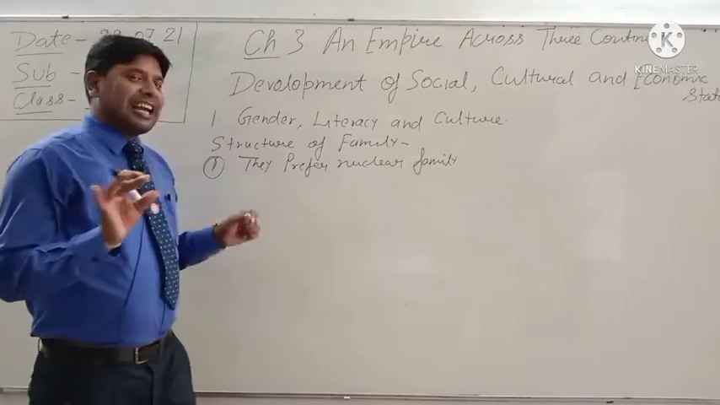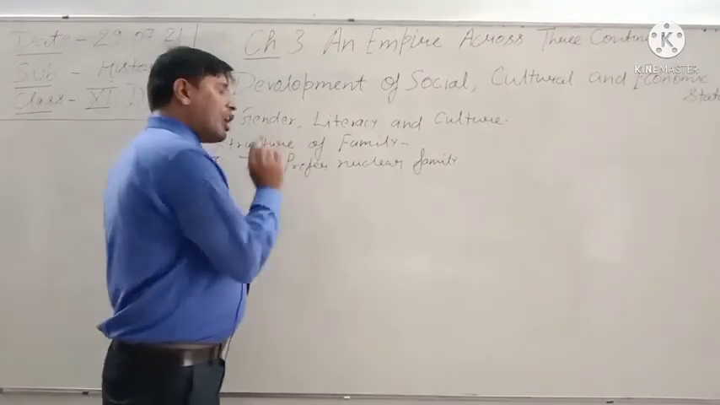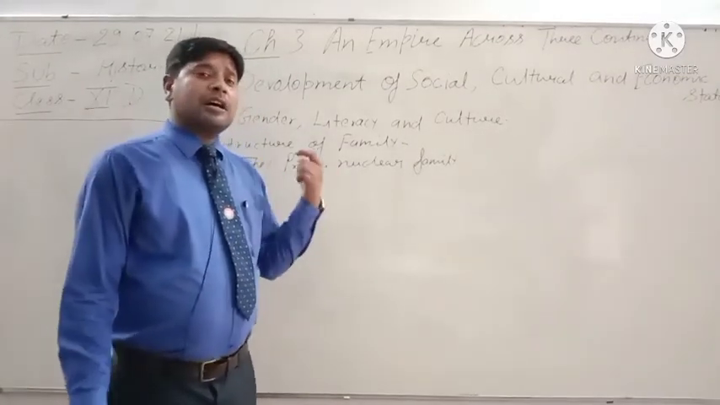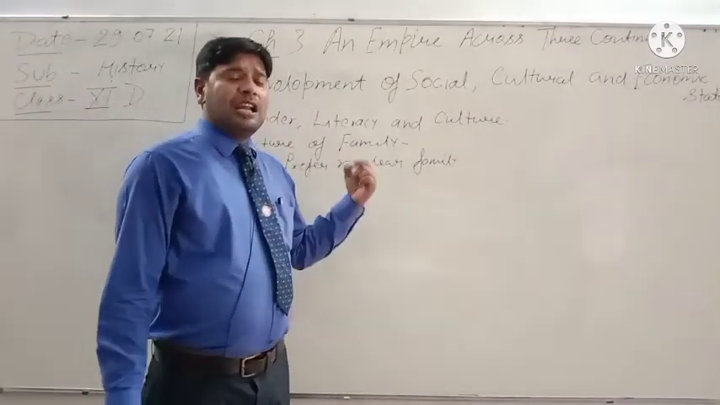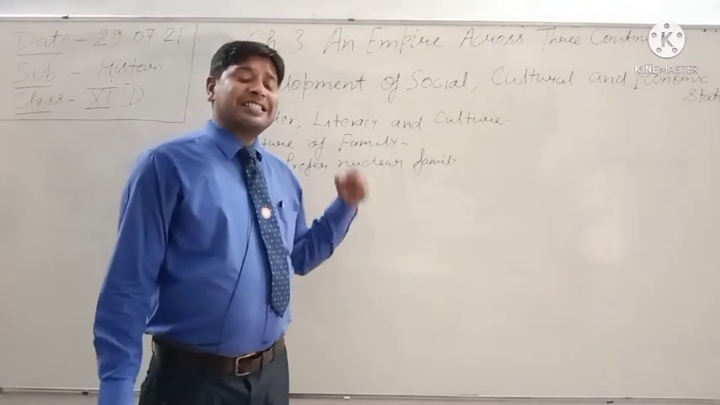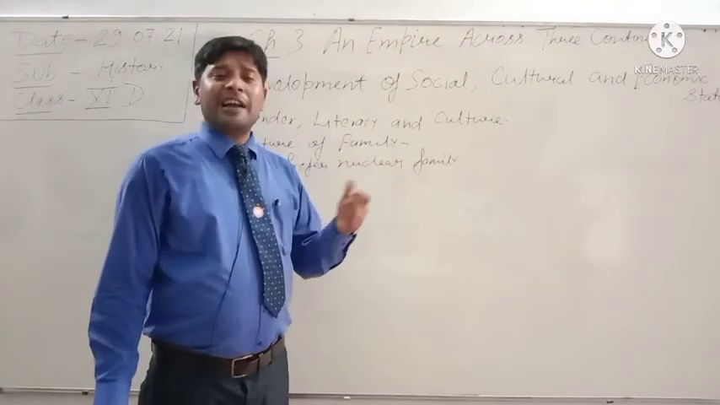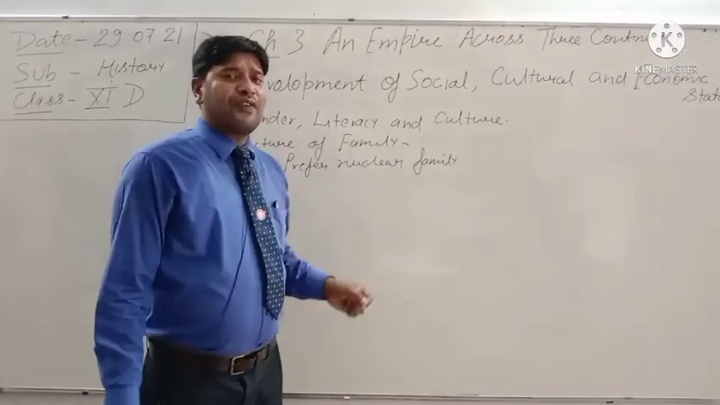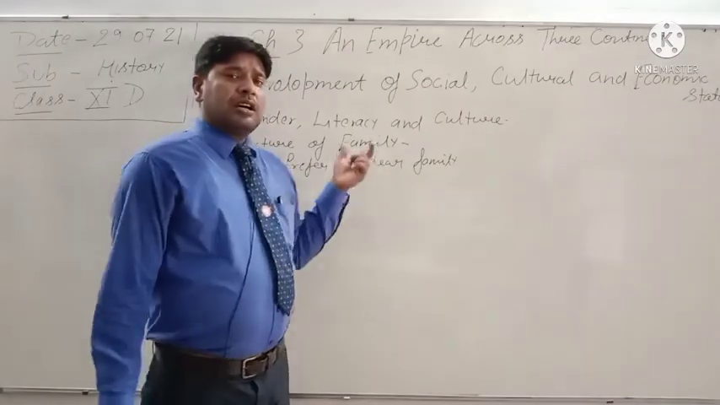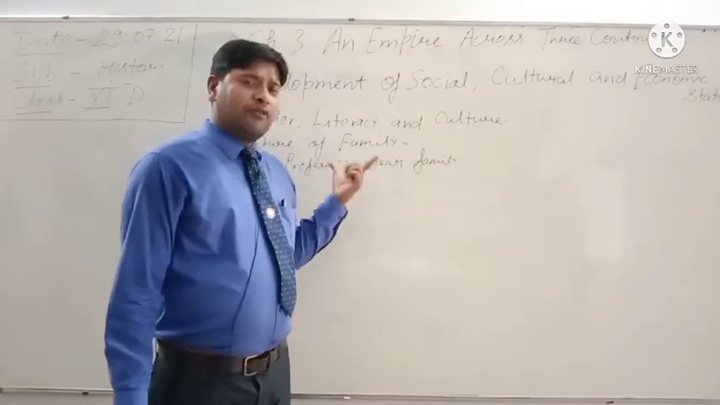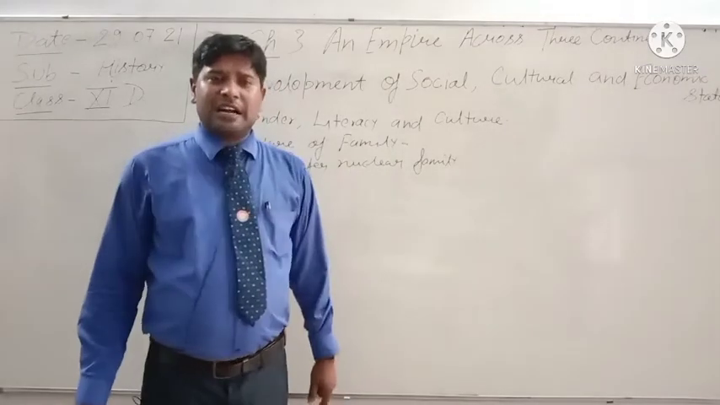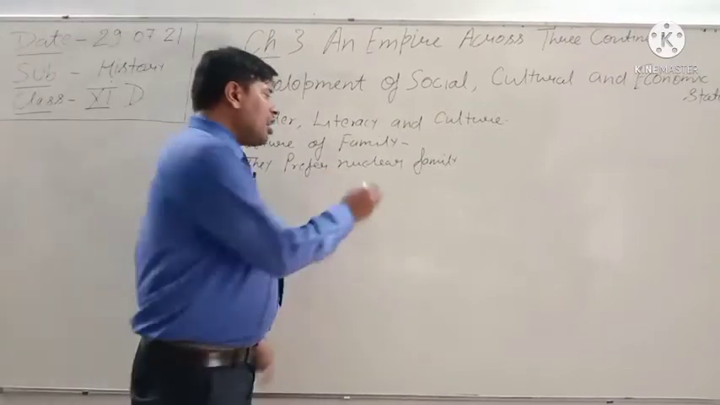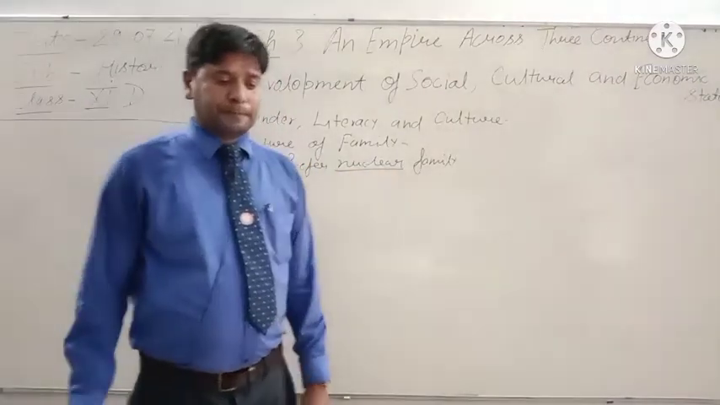Students, as you know, there are two types of family: first, joint family, and second, nuclear family. In a joint family, a boy lives with his parents, grandparents, uncle, aunt and their families. But in a nuclear family, they live only as husband, wife and their children. So in the Roman Empire, they always preferred the nuclear family.